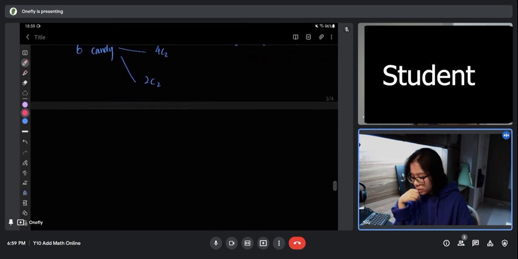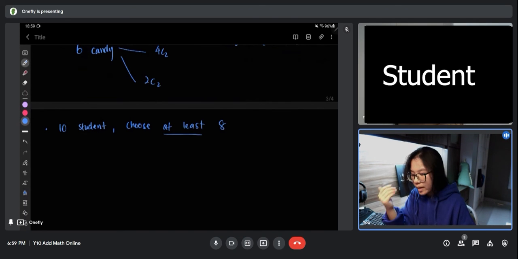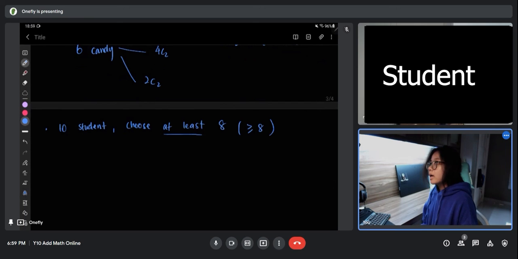Okay, what about this one? This one is interesting also. I have 10 students, and let's just say I'm going to choose at least 8 of them to participate in a competition. This is important. The question is basically I want you to calculate the total possible combinations of students that can participate in the competition.